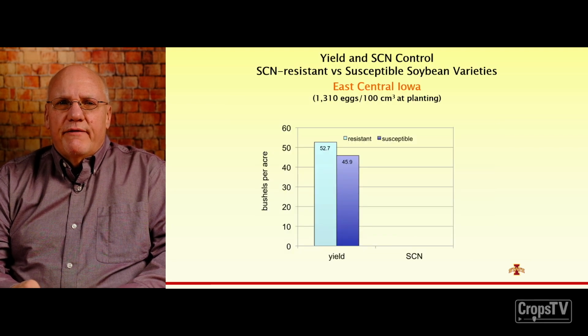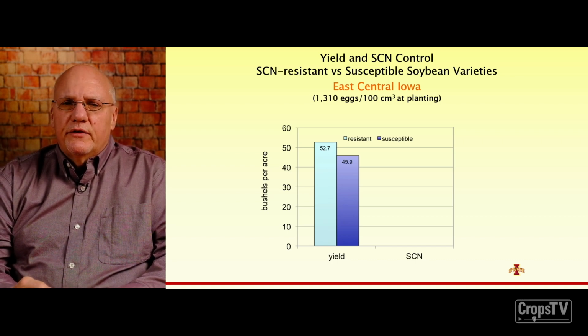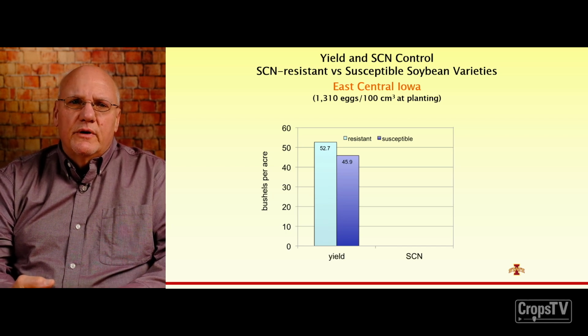So how does that effectiveness, that vigor of resistance look in terms of data or in terms of real-world numbers? I tell farmers that cyst resistance pays you twice. And the first payment is pretty obvious. It's in the form of yield. And so here are some data from a variety trial we did in East Central Iowa. The starting egg count was about 1,300 eggs per 100 cc's or half a cup of soil.